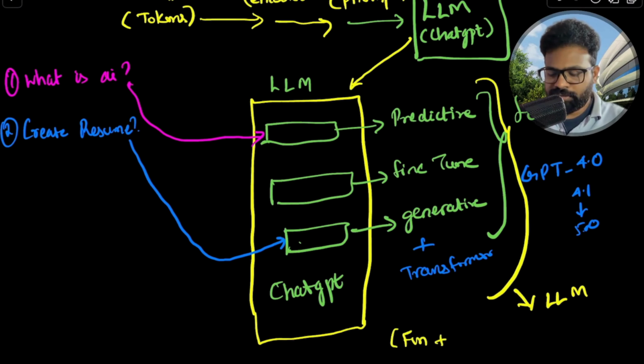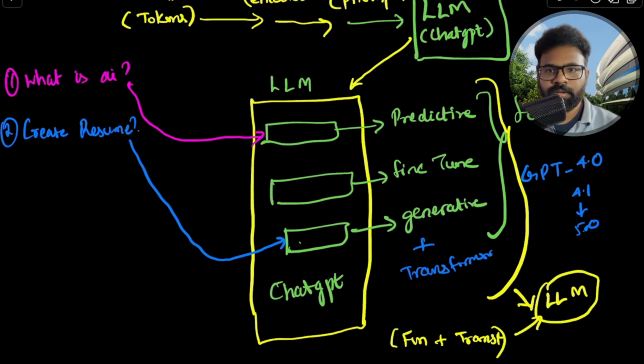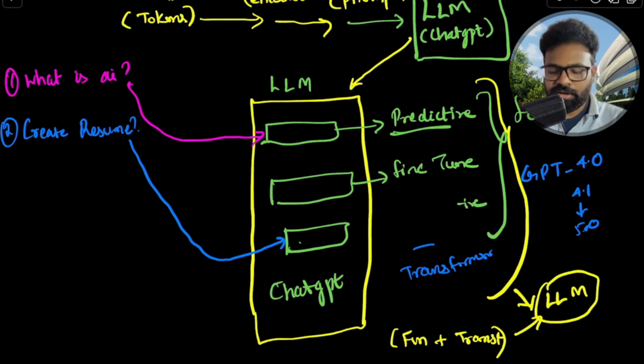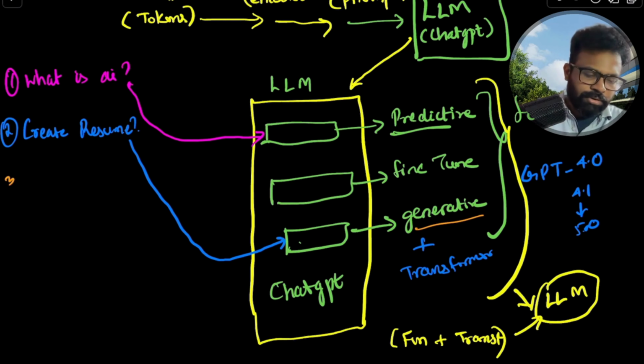Function plus transformers together form the LLM model. Hope you guys understood till now. So we saw two examples. First one, what is AI? That is going to the predictive functionality. And then second thing, create resume. It is going to the generative function. And then now we'll see a third example.